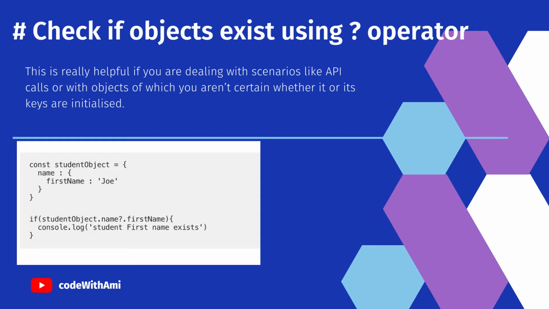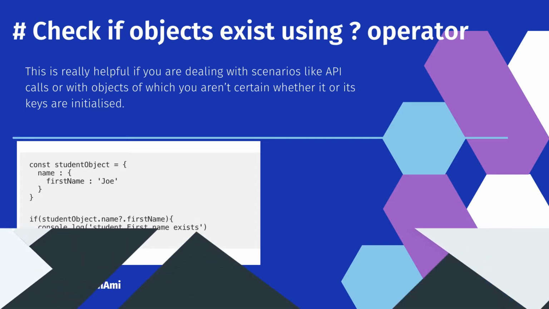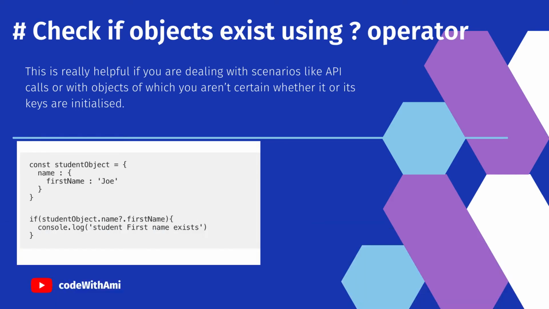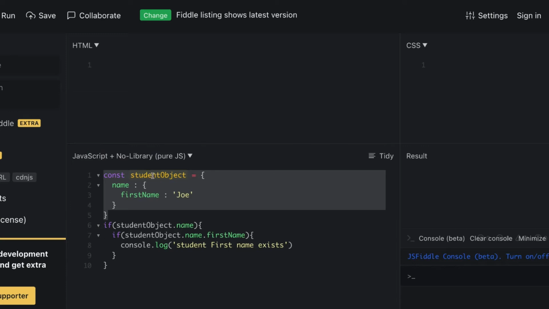So the second trick is really helpful if you are dealing with scenarios like API calls or nested objects, where you are not sure whether you will receive a particular object in the response or whether there will be any nested object or not, but you are putting this if condition. Consider an object here: in this example we have a constant student object, which contains a nested object name, which has first name as a property and joy as a value.